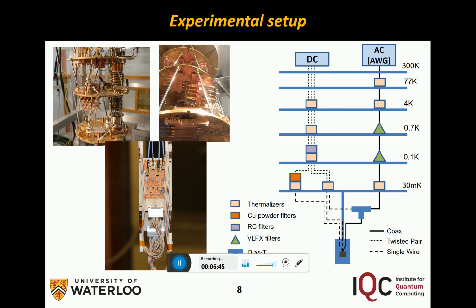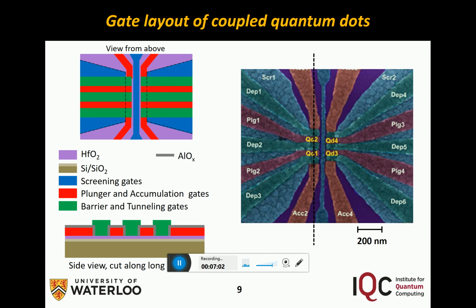On the right, I'm showing an electric schematic of our setup. You can see that we have DC and AC signals. We have several filtering stages in the form of copper powder filters and RC filters, and also several thermal anchors. So let's talk about the fabrication.